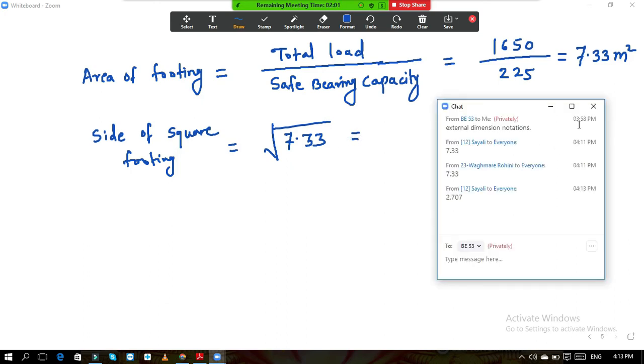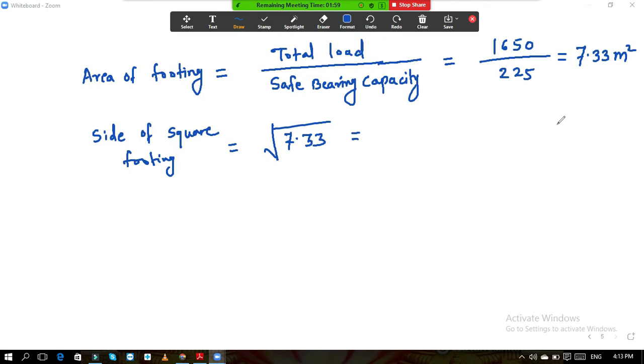Let me know the answer. 2.707. Okay, 2.707 meter. So we will round up this value to 2.75 meter. Okay, instead of 2.707, we will round it up to 2.75 meter. So one side of the square footing is 2.75 meter. So another side must also be 2.75 meter.